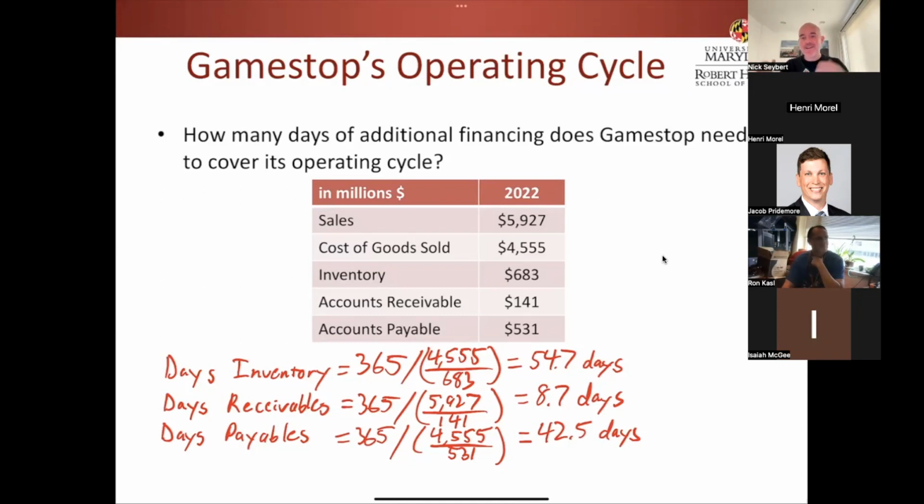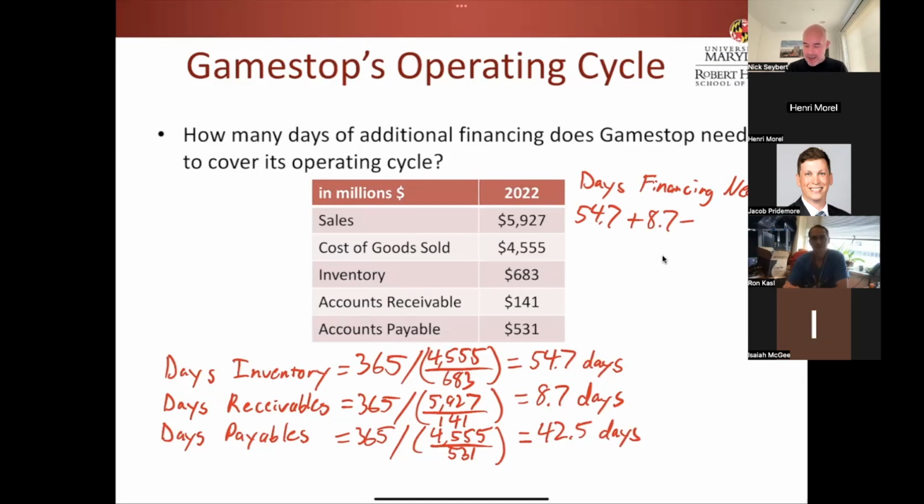So the fact that they're able to wait a month and a half to pay their suppliers is actually quite good. If you want to look at the days of external financing needed, what you do is you look at the operating cycle, which is the days to sell inventory plus the days to collect. And so their operating cycle is 63.4 days.